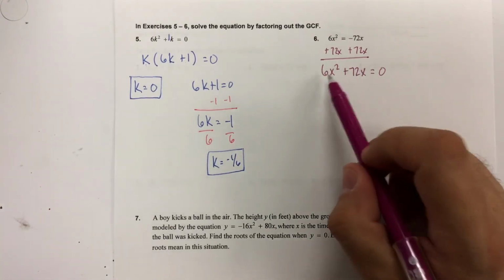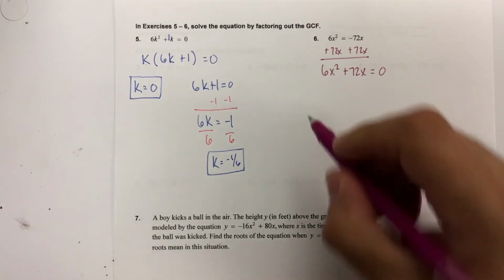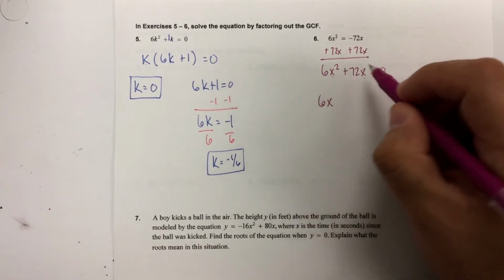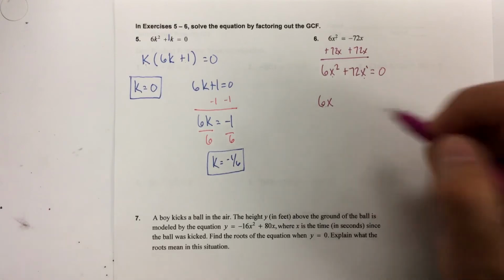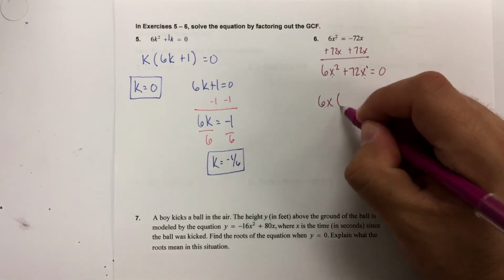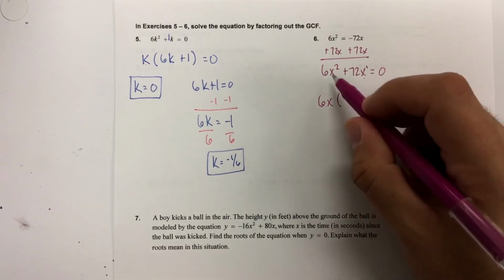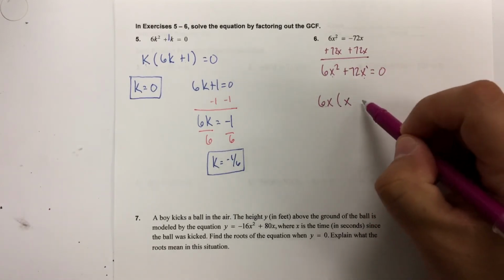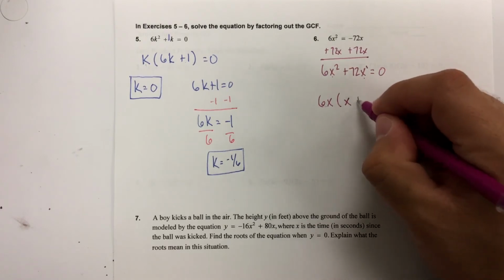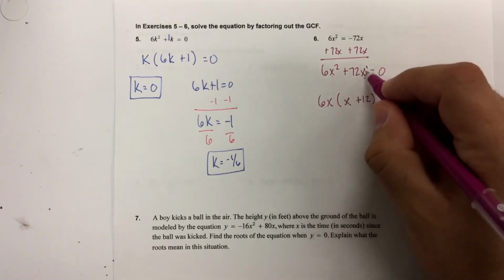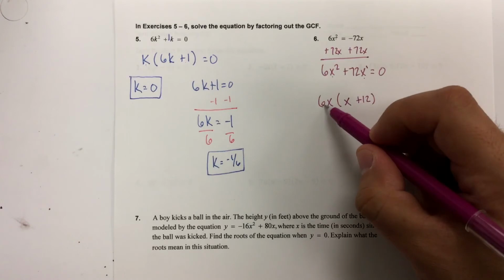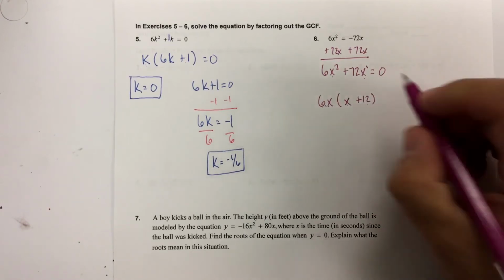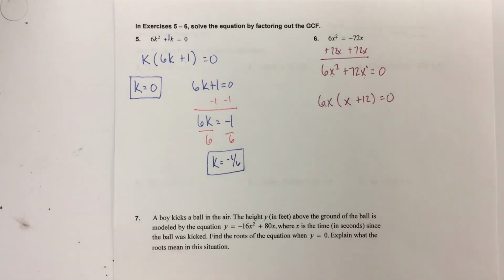Now from here, 6 and 72 are both divisible by 6. And we have x and x. The one with the smaller power is x to the first, so that's why I have 6x as my greatest common factor. 6x times what is 6x squared? That is x. 6 times what is 72? That is 12. And we don't need the x because x is already there. If you were to distribute this out, 6x times x is 6x squared. 6x times 12 is 72x. And now it's set equal to 0 and is ready to solve.